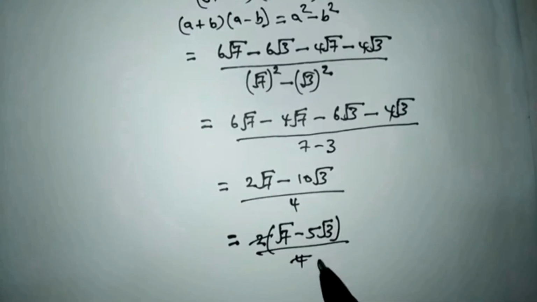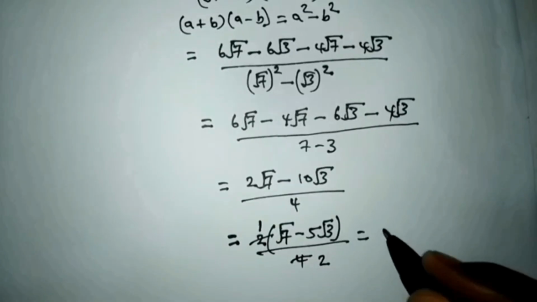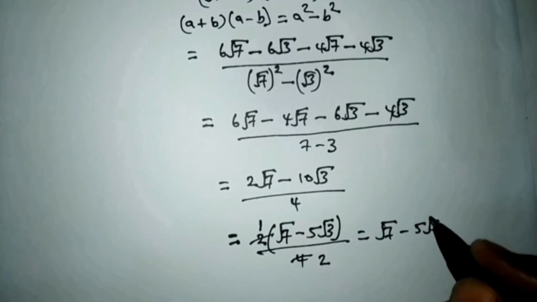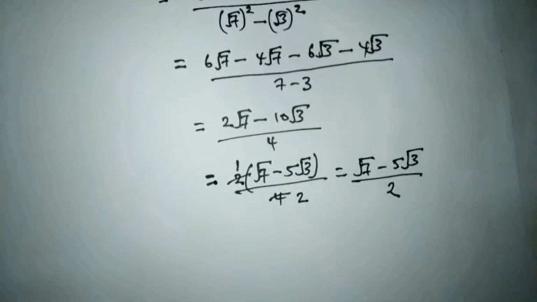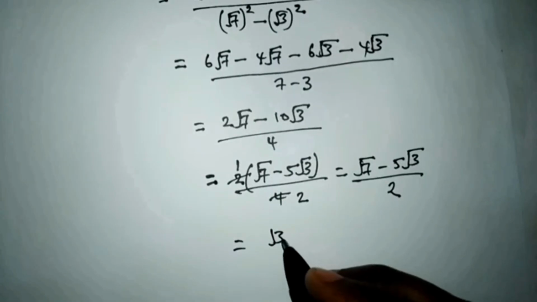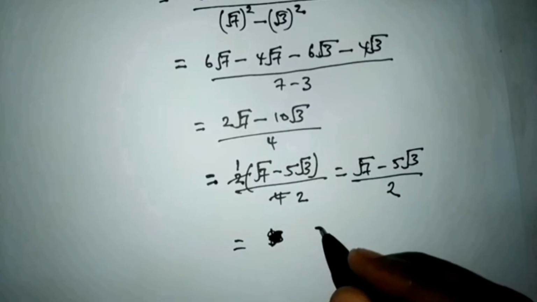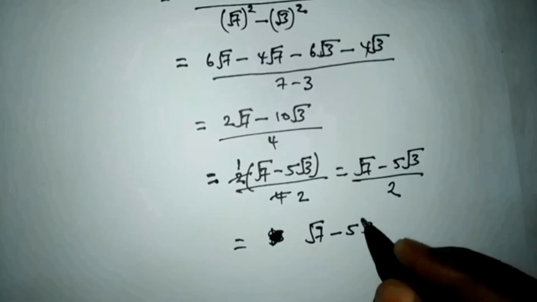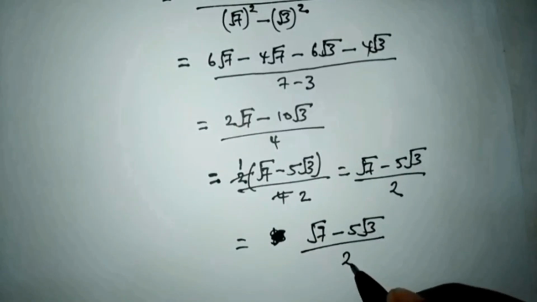2 goes into 4 2 times. This is giving us square root of 7 minus 5 square root of 3 all over 2. Therefore, our final answer is square root of 7 minus 5 square root of 3 over 2.